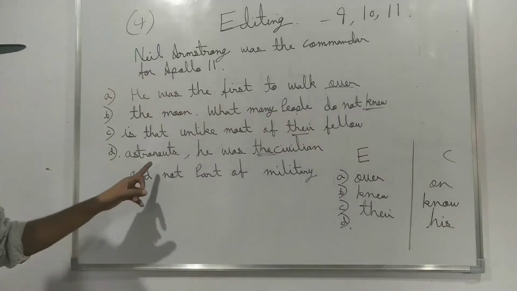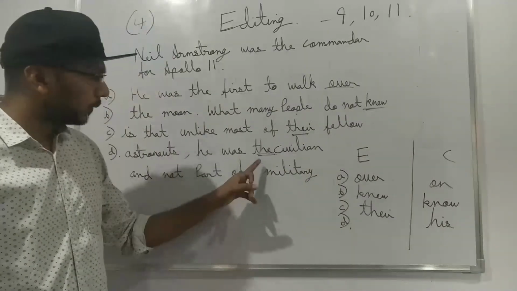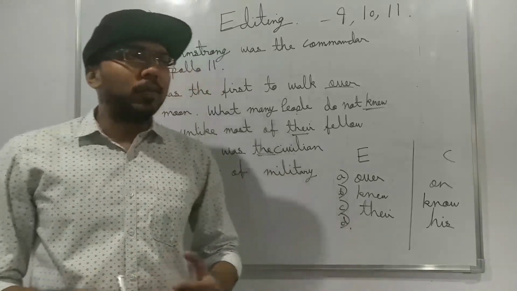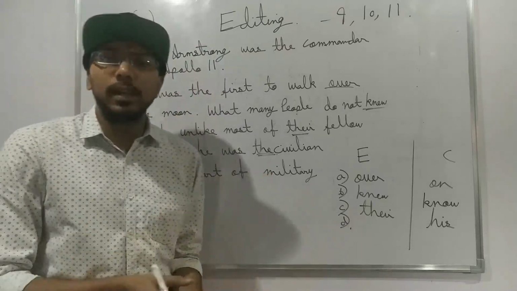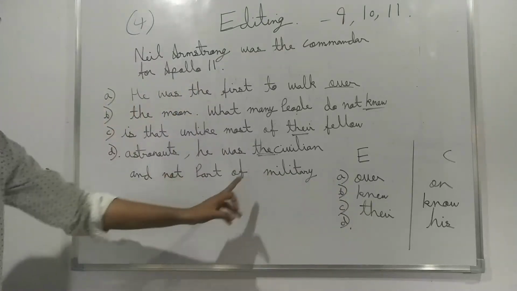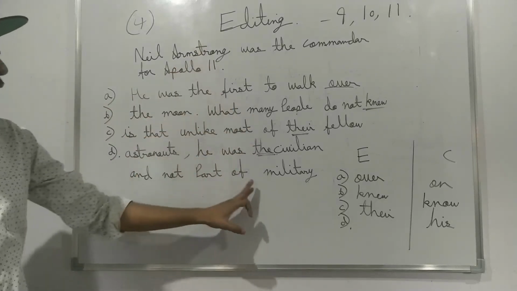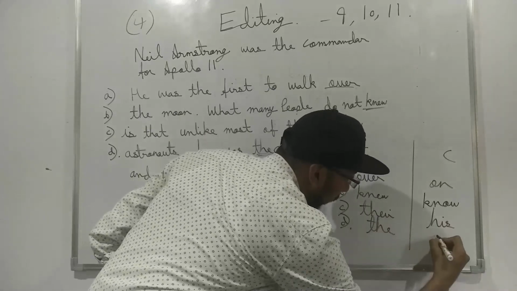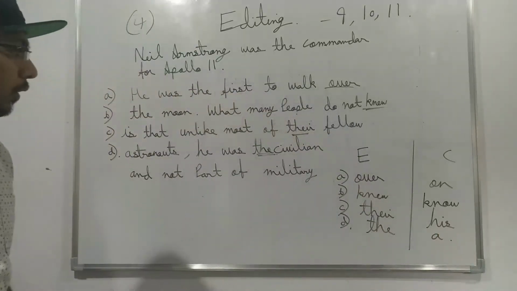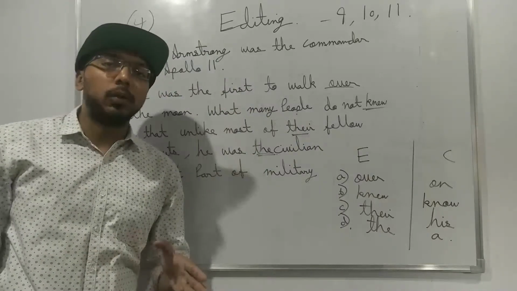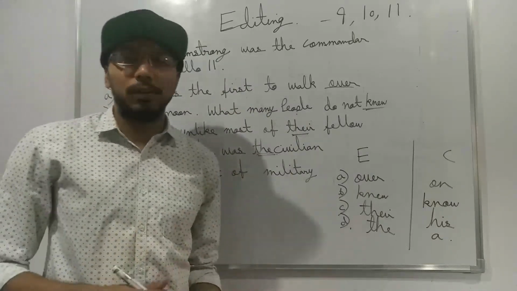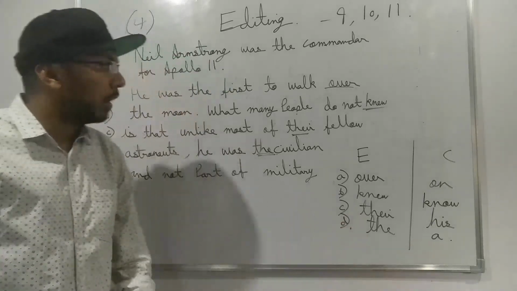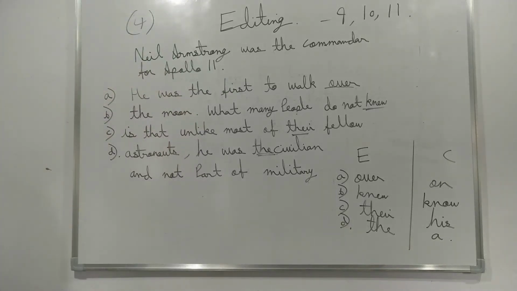Last line. Astronauts, he was the civilian. Why are we using the? We are not talking about any specific civilian. We are saying that Neil Armstrong was a civilian. He was not from military like other astronauts. He was a civilian, a common man. So this the is your error and a is your correct word. Okay? We are not talking about any particular civilian. We are saying that Neil Armstrong was a civilian before he became astronaut. He was not from military. That is why article a. So this is how we have solved this exercise.